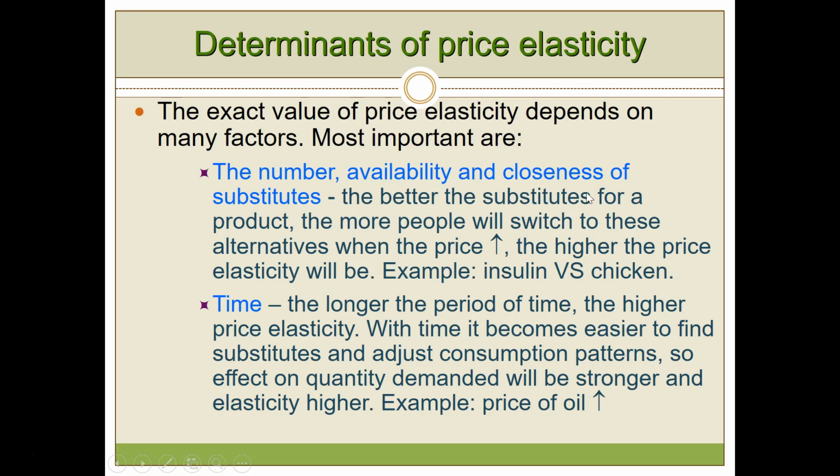The most important factor is number, availability, and closeness of substitutes. The more substitutes the product has, the more elastic demand is going to be. If it's easy to switch between different products, consumers are going to be very sensitive to changes in price. It's easy for them to switch away from our product, and this is what they will do if we try to increase our price. Time is the second determinant.